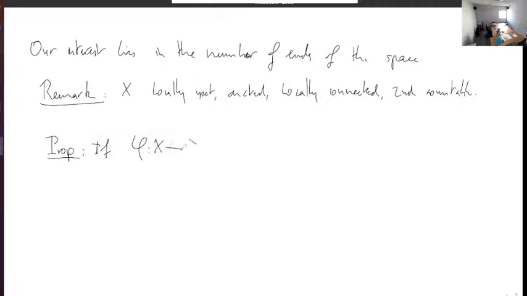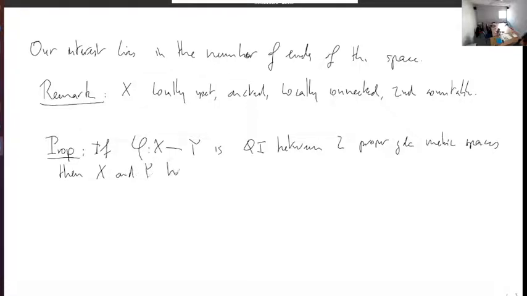phi from X to Y is a quasi-isometry between two proper geodesic metric spaces, then what I want to say is that X and Y have the same number of ends. Okay.